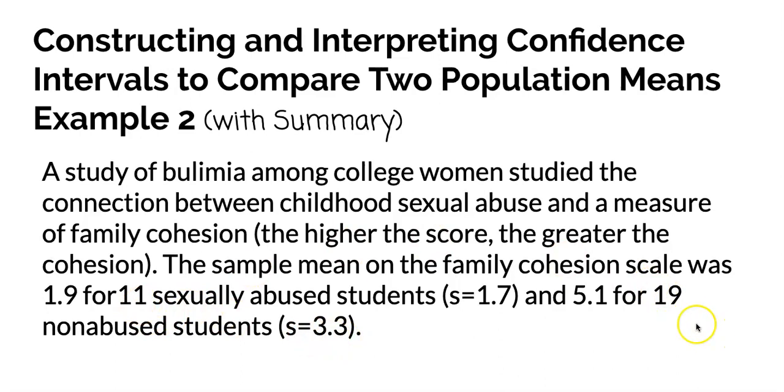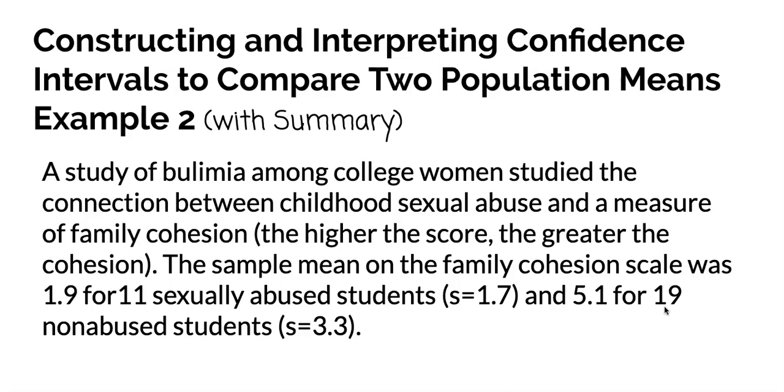N1 is 11 and N2 is 19. They don't have to be the same. Just because you found 11 sexually abused students, you don't have to go out and find the exact number, 11, so they don't have to be the same.